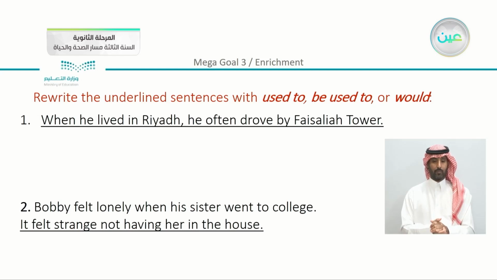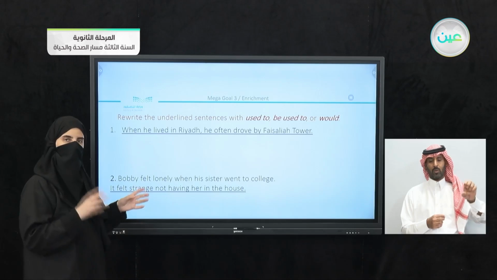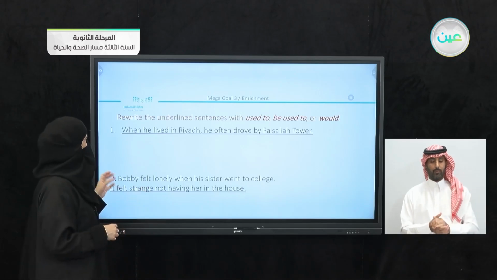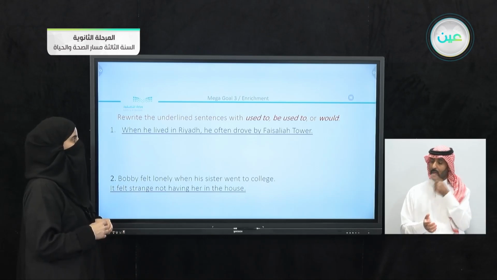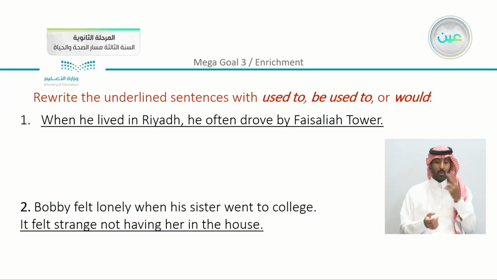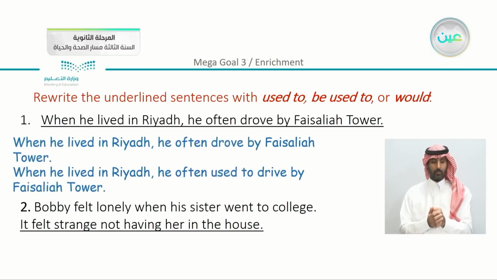Now we have a task here to rewrite the underlined sentences with used to, be used to, or would. So we're going to just apply in these two examples. When he lived in Riyadh, he often drove by Faisaliya Tower. How can you use one of the forms that we have here? We can say, for example, when he lived in Riyadh, he often used to drive by Faisaliya Tower.